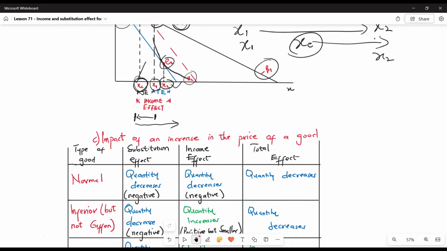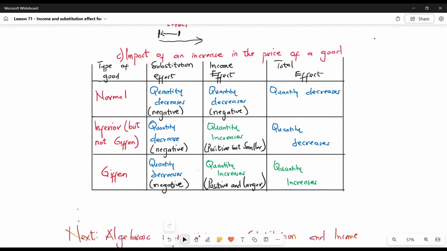This table here summarizes all that we have learned about substitution effect and income effect, and the goods being normal goods, inferior goods, and Giffen goods. What we have learned so far is that anytime there is a change in the price of a good, and in this example we are going to focus on an increase in the price of a good, there is a total effect, and this total effect can be decomposed into substitution effect and income effect.